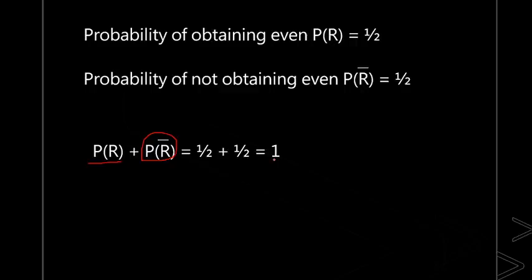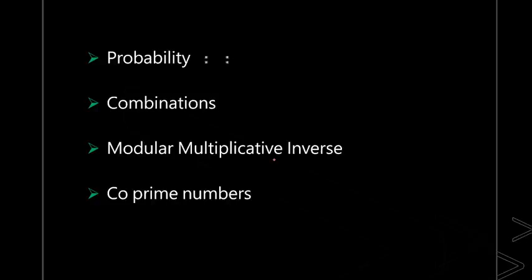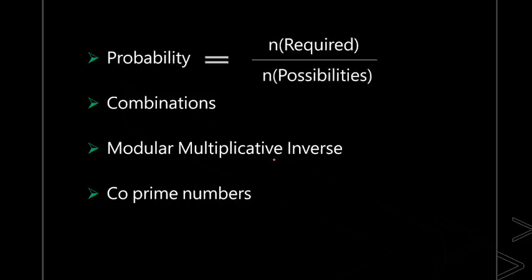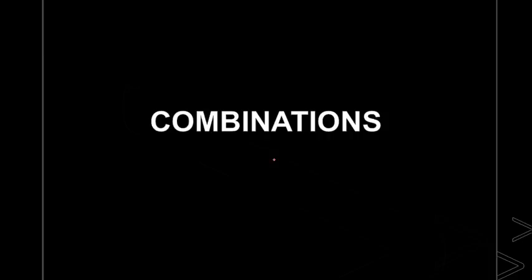Okay. Remember this. So now next, we have the formula for probability. What is the formula for probability? Number of required items divided by number of possibilities. Yes. So remember this formula. We will need this formula. Okay. So that is the formula for probability. Next we'll move on to the topic combinations. What do we mean by combinations?